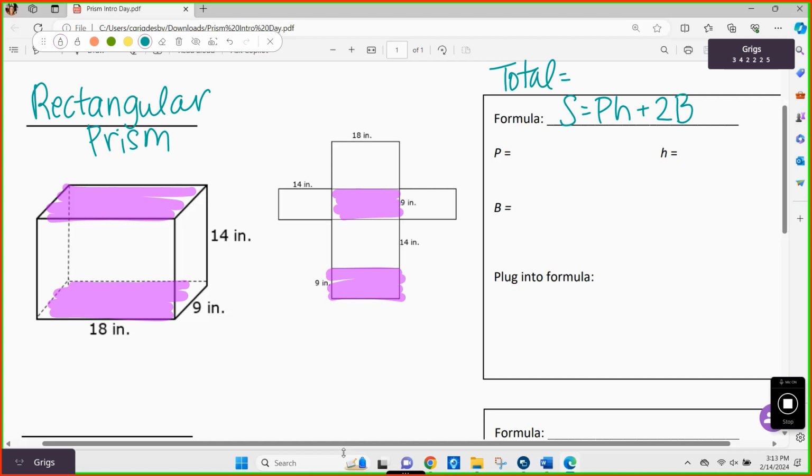Alright, so P stands for perimeter. Of the base. So if this side is 18, that means this side is 18, correct? This side is 9, that means this side is 9. So, humor me and draw this on your notes: 9 plus 9 plus 18 plus 18. Type it in your calculator or do mental math, but if you're going to tell me your mental math, say it correctly.